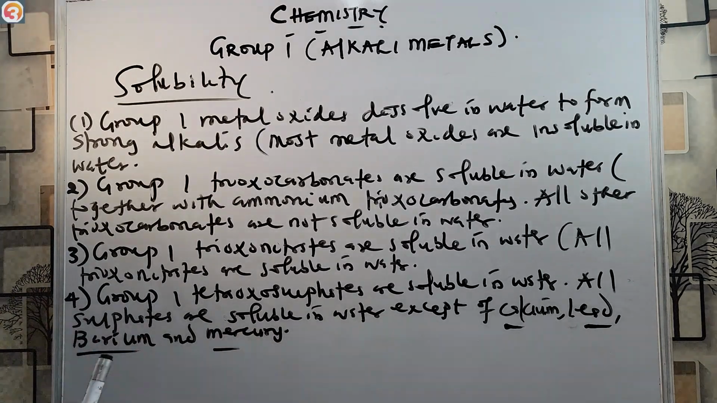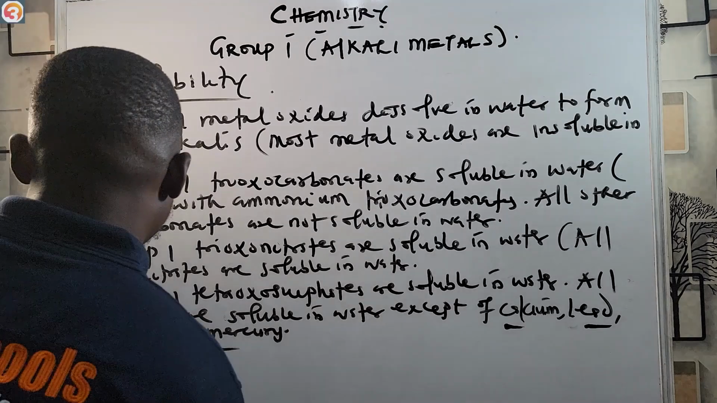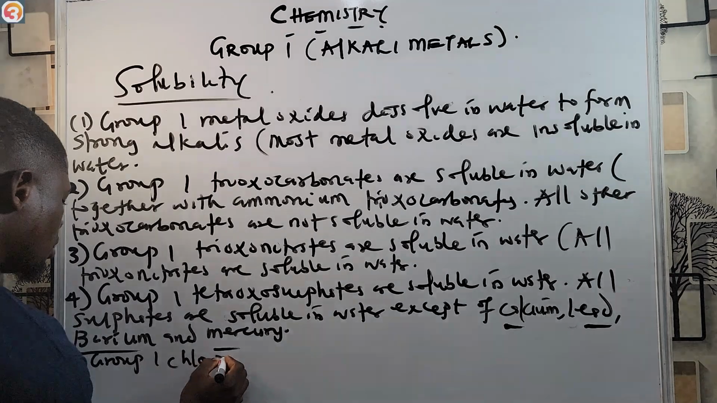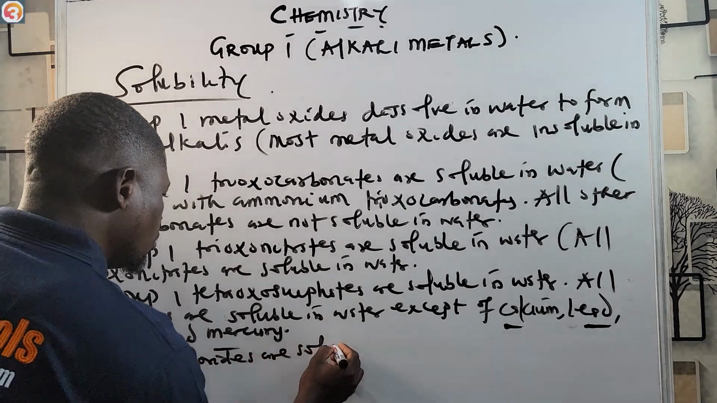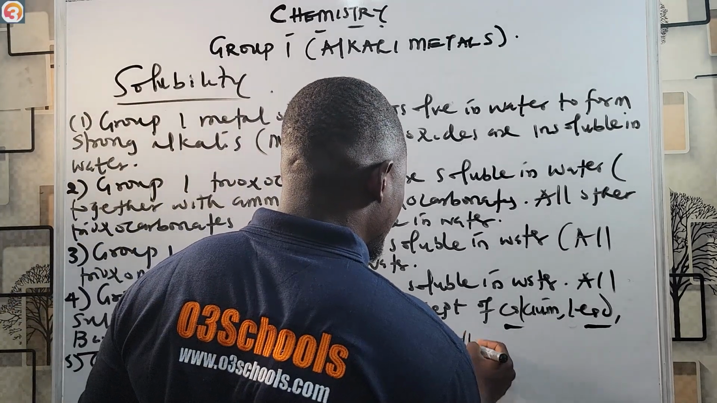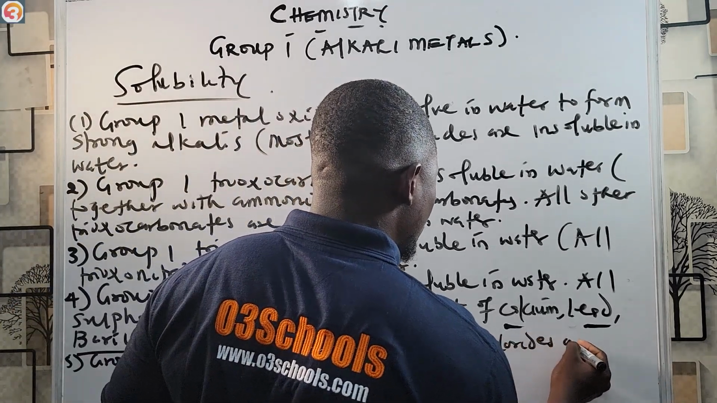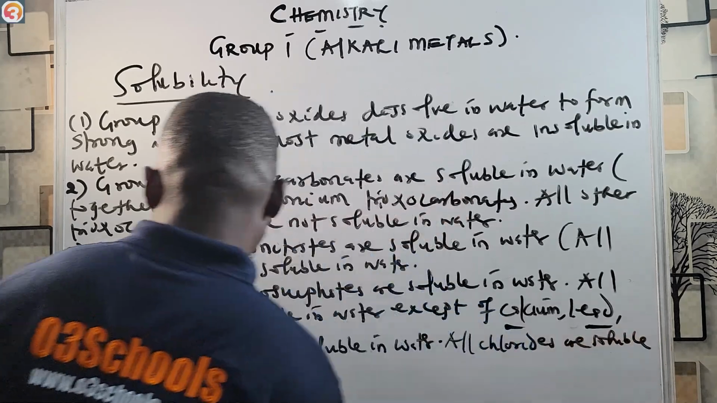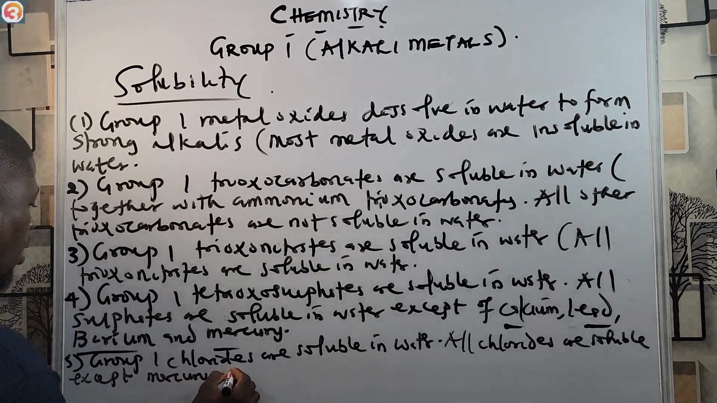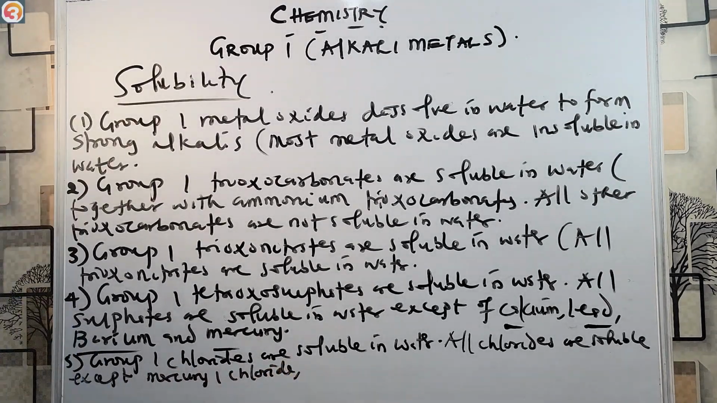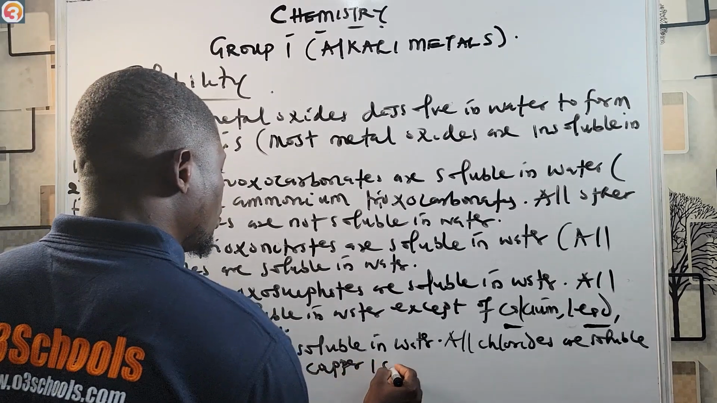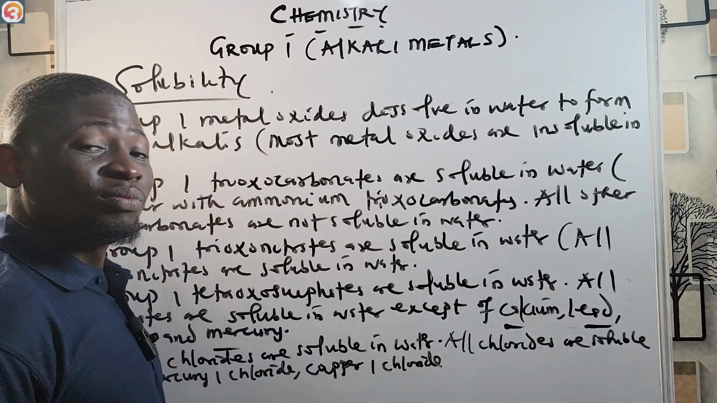Then, of course, lastly, we'll look at group 1 chlorides. Group 1 chlorides are soluble in water. In fact, all chlorides are soluble. All chlorides are soluble except mercury 1 chloride, right? Except copper 1 chloride, and even silver chloride.